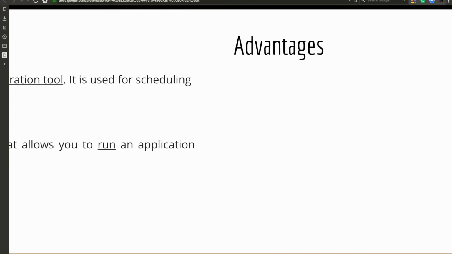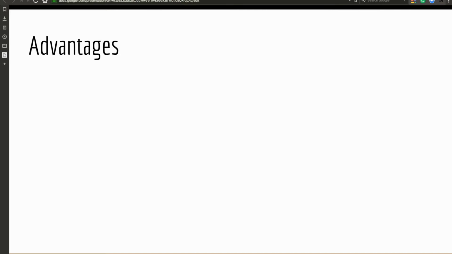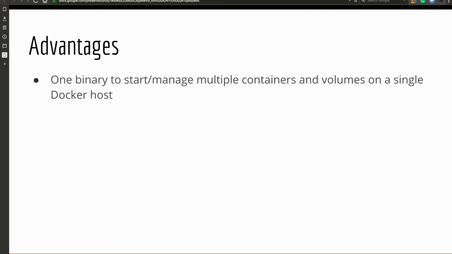So this video is about Docker Compose, so let's talk about its advantages. What kind of advantages do we get if we use Docker Compose? Most importantly, we have one binary to start and manage multiple containers and volumes on a single Docker host. Second advantage, we can have multiple isolated environments on a single host as well. I just talked about it, both points are almost the same, but both bullet points may have different meanings as well.